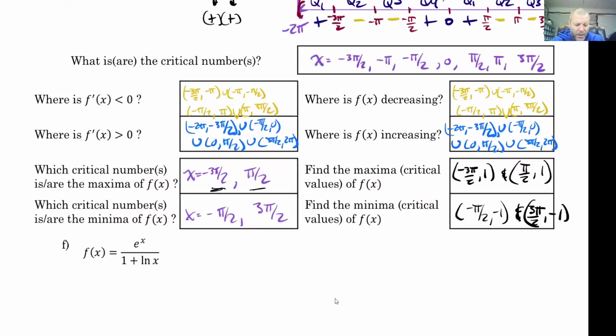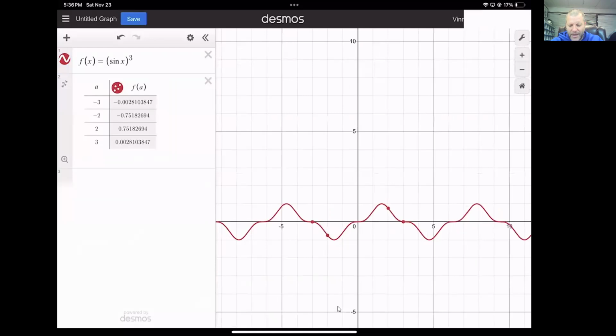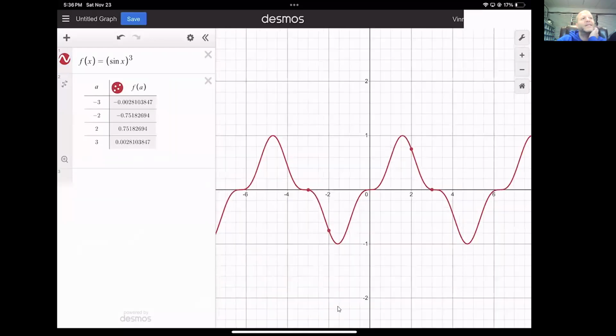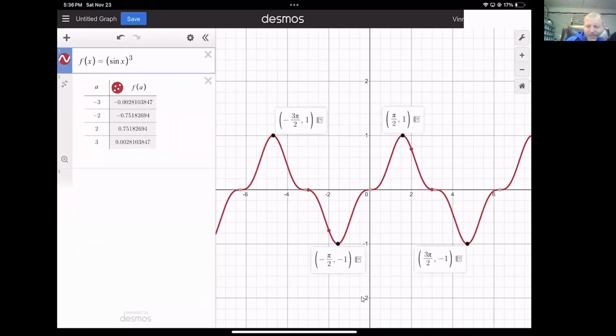You can graph this thing if you want. I think I graphed it earlier. It looks like that, right? So we can see these horizontal lines of tangency, and the minimums, mountains, things like that. Look at that. We got some answers. There we go. There's a function. There's your answer.